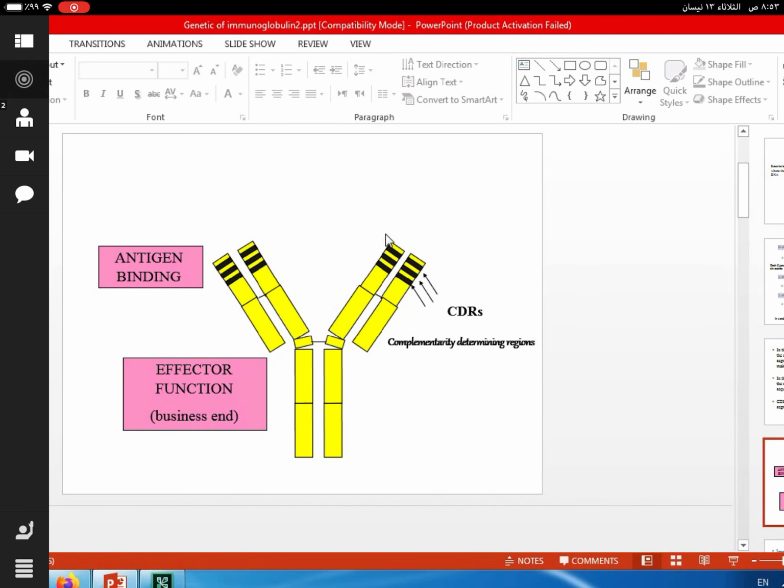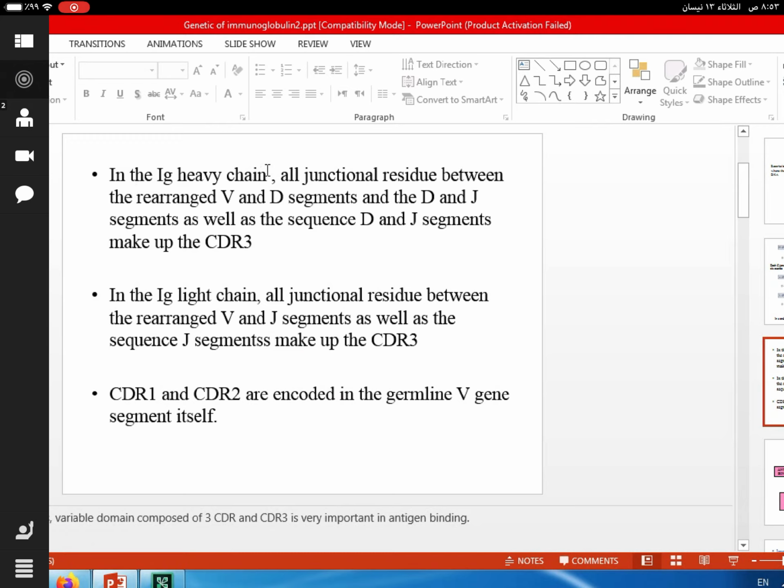As mentioned in the previous class, the heavy chain and light chain variable domains are composed of 3 CDRs: CDR1, CDR2, and CDR3. CDR3 is very important in antigen binding. In the immunoglobulin heavy chain, all junctional residues between the rearranged V and D segments and D and J segments, as well as the sequences of D and J, make up the CDR3.